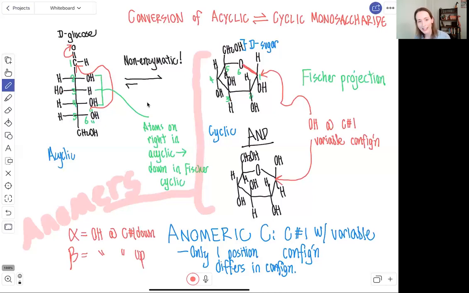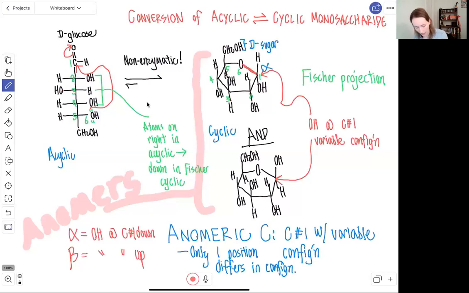So looking at the Fischer projections that we have drawn here and here, what I want you to do is hit pause for a second and ask yourself which of those will we classify as the alpha and which will we classify as the beta. So thinking about what we classify as the alpha versus the beta, our structure where we have the hydroxy group oriented downward is going to be referred to as the alpha.